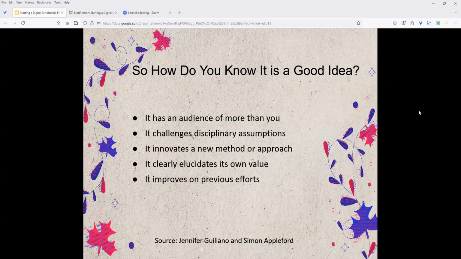It challenges disciplinary assumptions in your fields. Does it innovate a new method or approach to solving a particular problem? Does it clearly elucidate its own value? Can people see the value of it just by reading your paper, for example, or looking at your website? Does it improve on previous efforts that have been done before? So these are sorts of good ideas that can get you started.